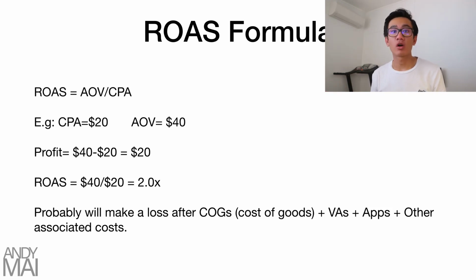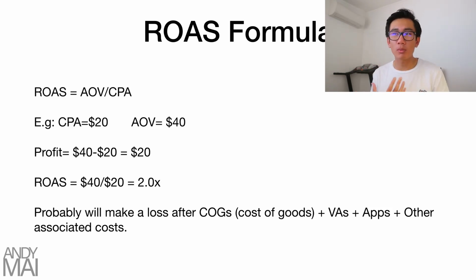For example, if you have a cost per acquisition of $20, say your cost per purchase is $20, your average cost per purchase, and the average person is checking out spending a total of $40. So your AOV would be $40. Then your profit would be roughly around $20, which is 40 minus 20. How much they spent, how much Facebook ads cost, then your profit would be $20 before cost of goods. Your ROAS would be $40 on $20, which equals a ROAS of 2x.